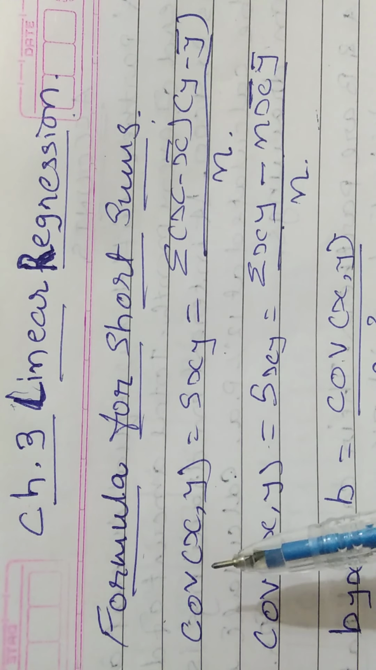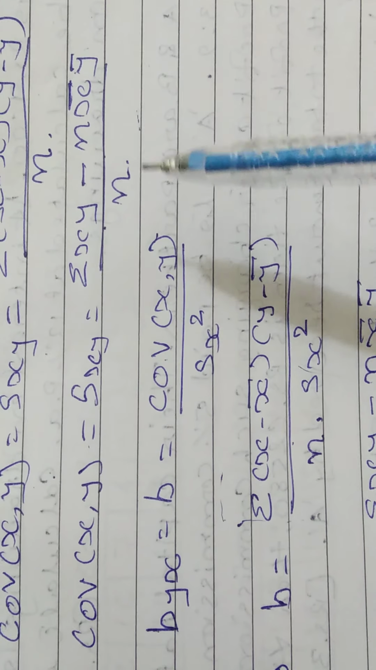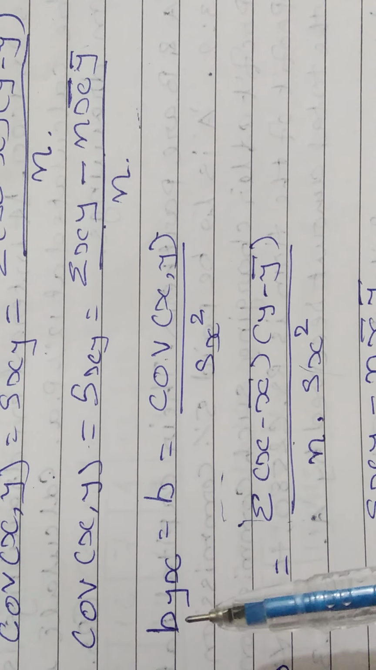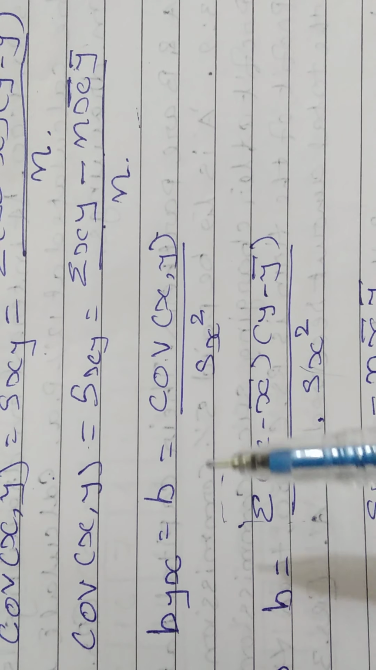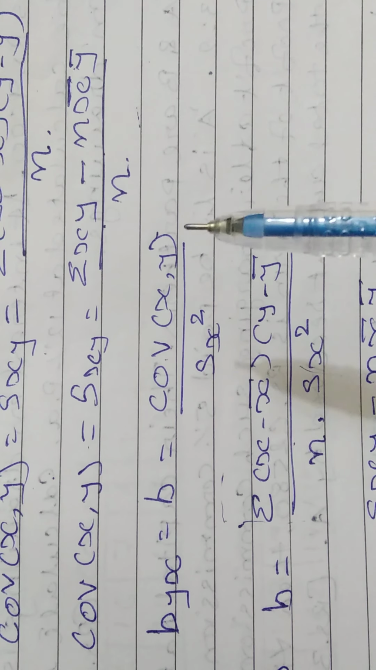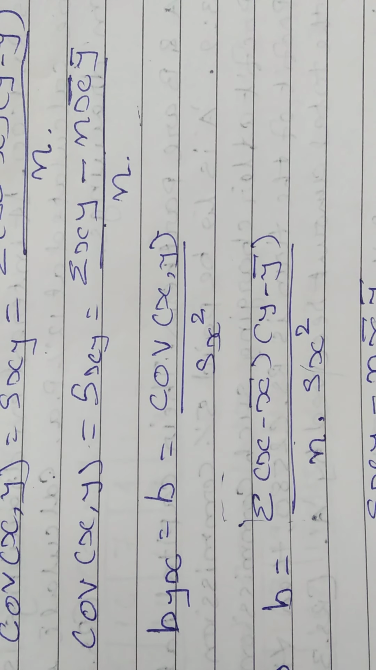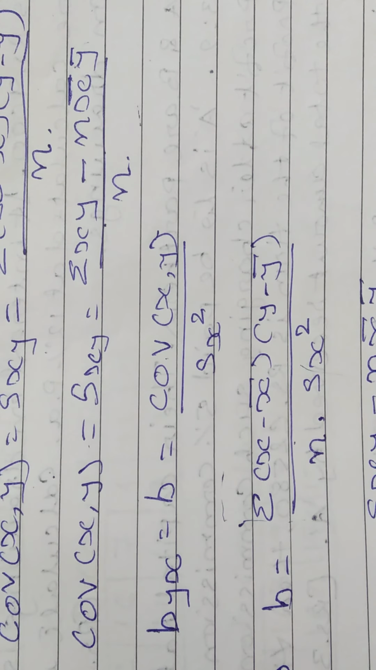Now, by using covariance xy, we have a second short formula to find the coefficient of linear regression, that is byx, you may write only b, is equal to covariance xy upon sx square. Earlier, we were finding it by using the formula covariance xy upon sx into sy.